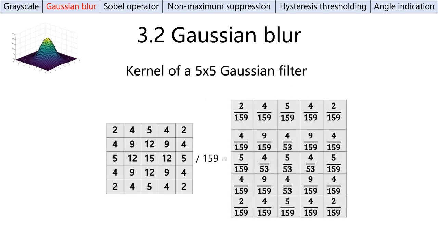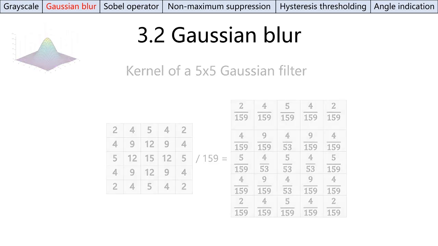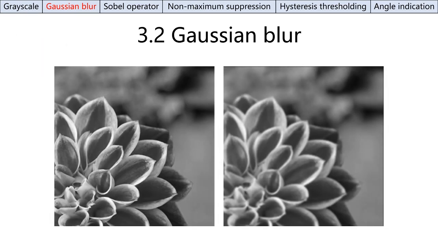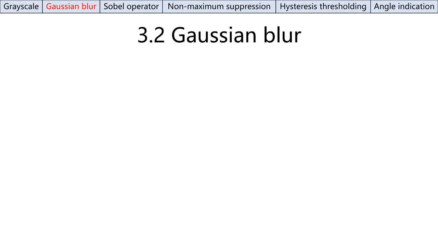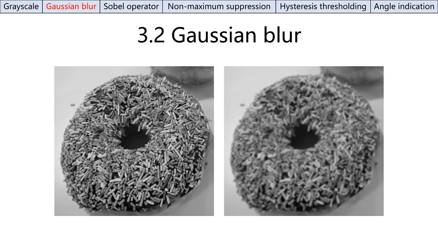The right-hand side kernel is used in this presentation. We use it to do the 2D convolution of the image and get the output. Because we want to keep the magnitude of each pixel as 1, we sum all the values of the left-hand side kernel, which is 159, and use it to divide the kernel. Here are some examples of Gaussian blur. The effect of Gaussian blur will be stronger if the image contains more high-frequency components, just like this donut.